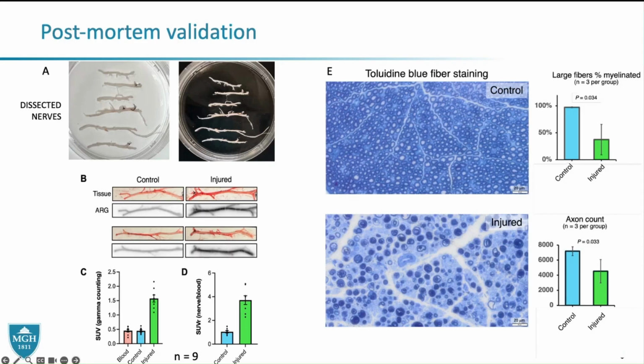And then the histology, these are toluidine blue fiber staining. The control side showed that 97% or 99% of the large caliber fibers were myelinated, whereas in the ligated side, only around 37% were myelinated. There was also some axonal loss by counting all the axons in each nerve. There was about a 30% decrease in axon density, which is interesting because you have demyelination, which is increasing your PET signal, and loss of axons that is decreasing your PET signal, but overall the net signal is still highly increased.